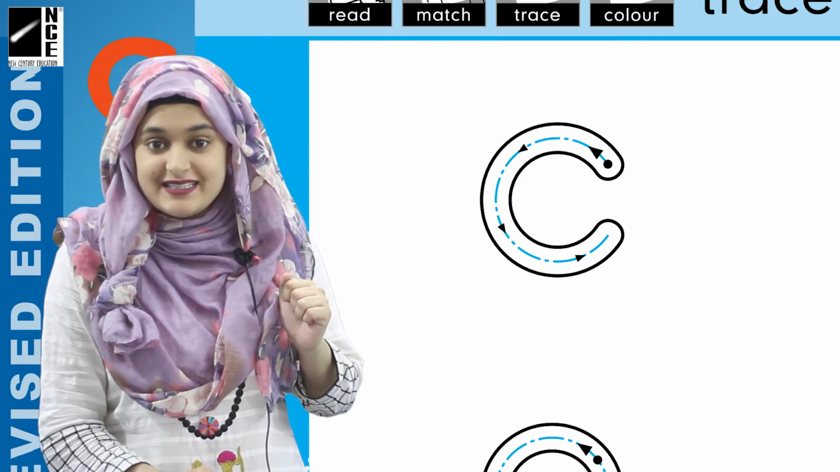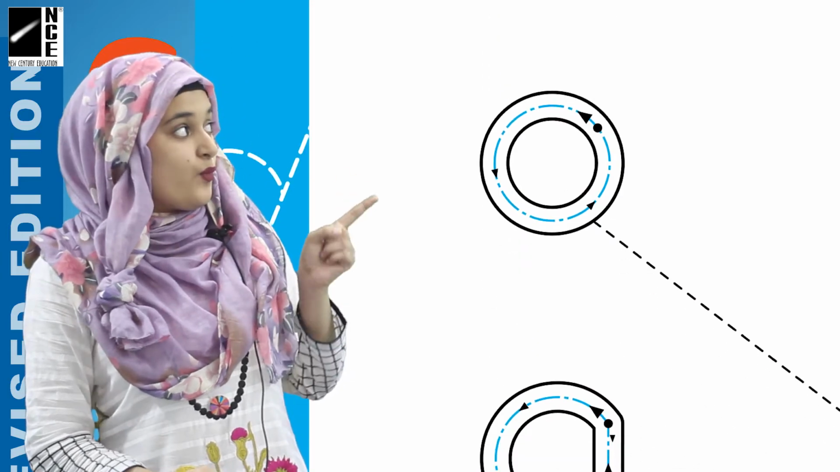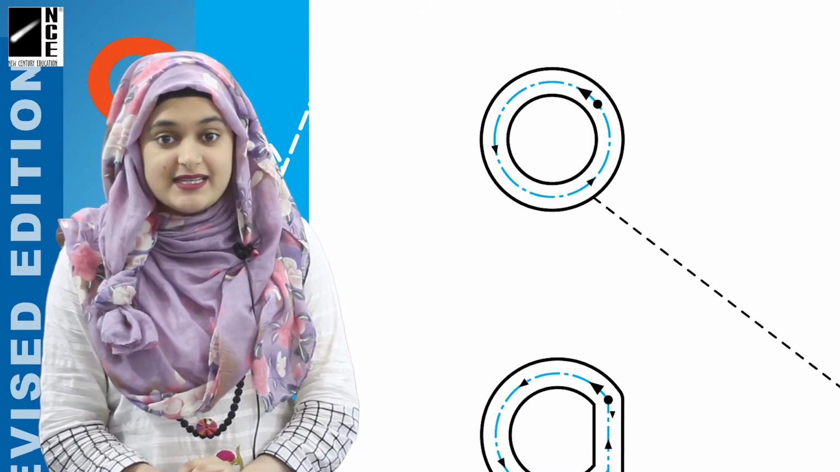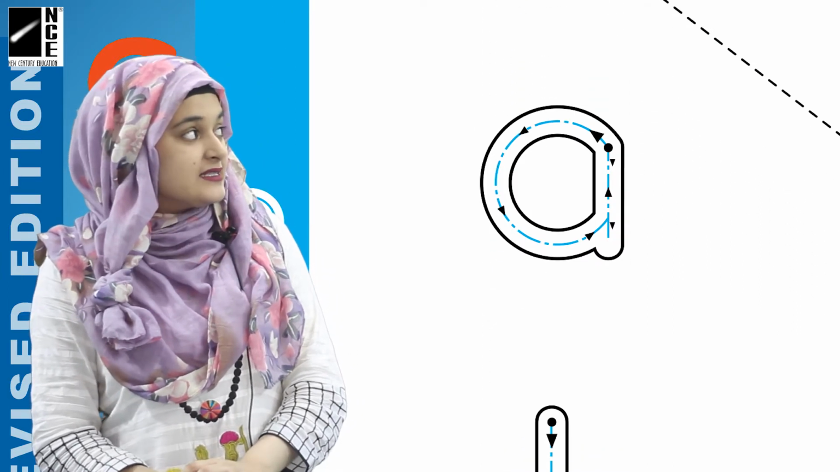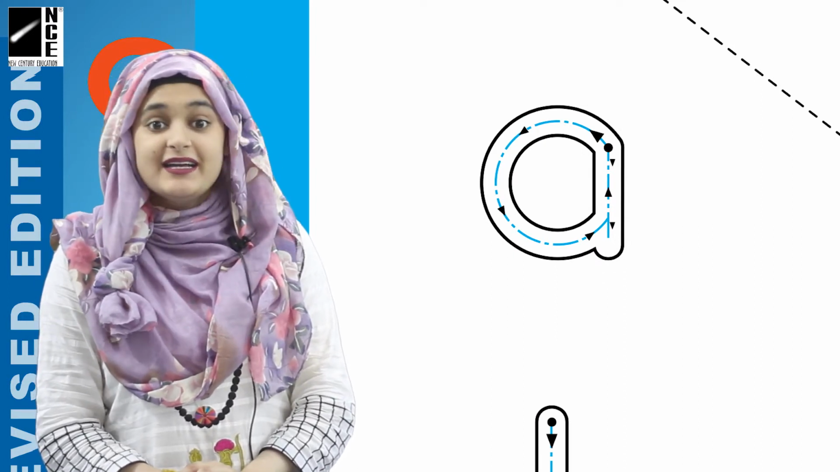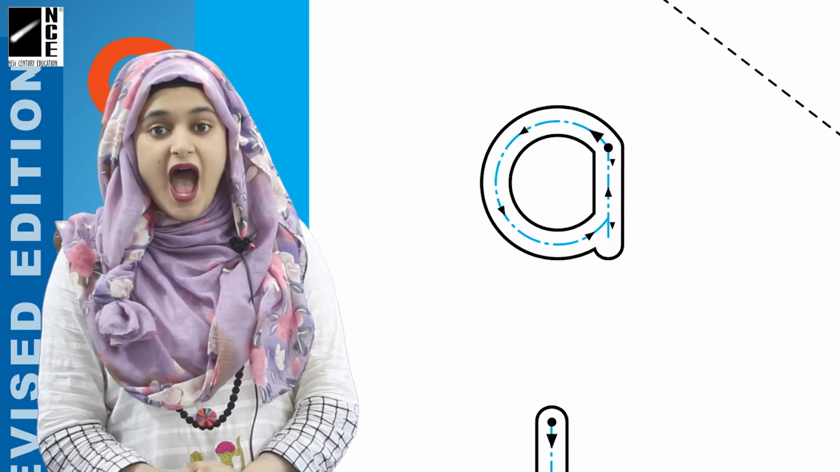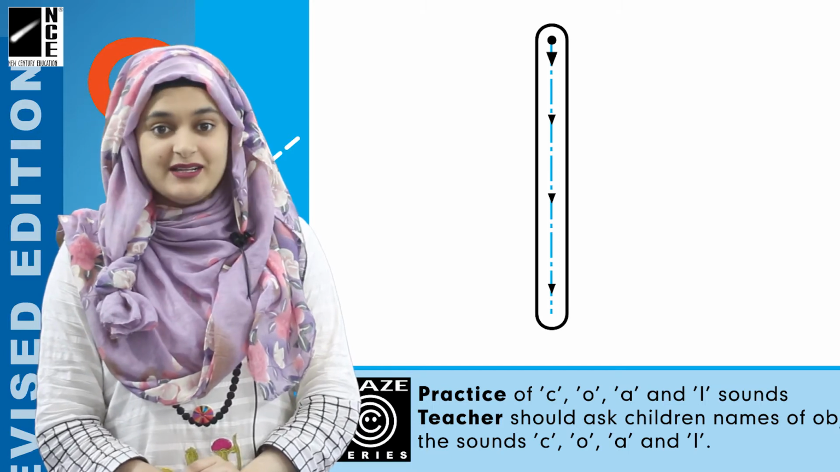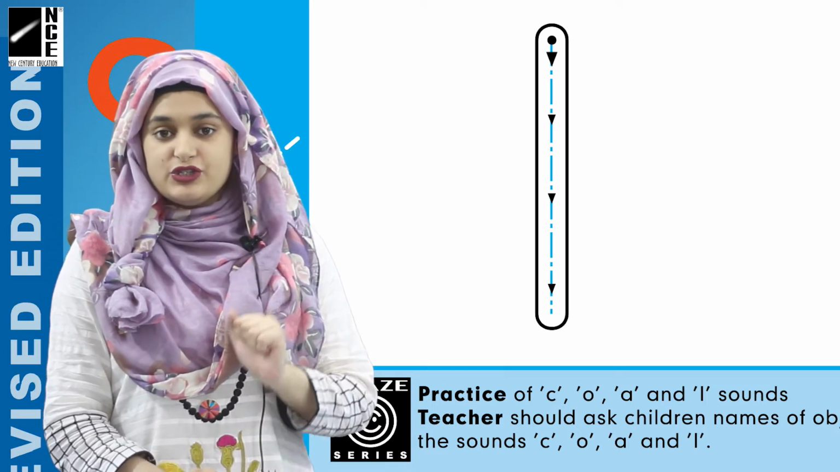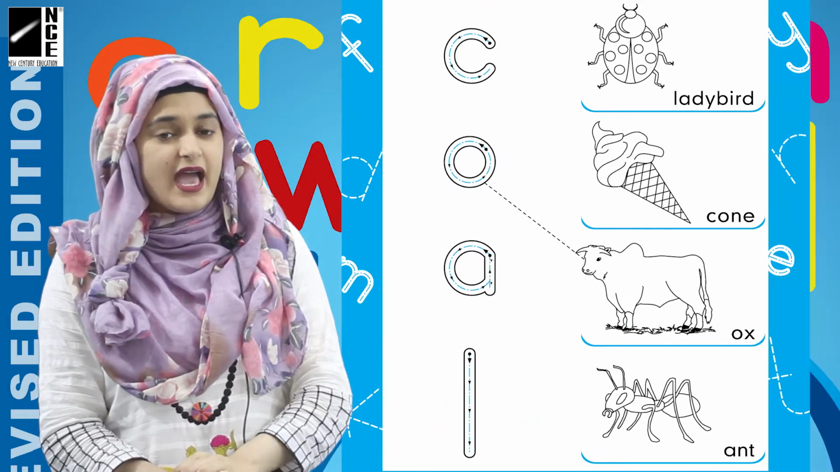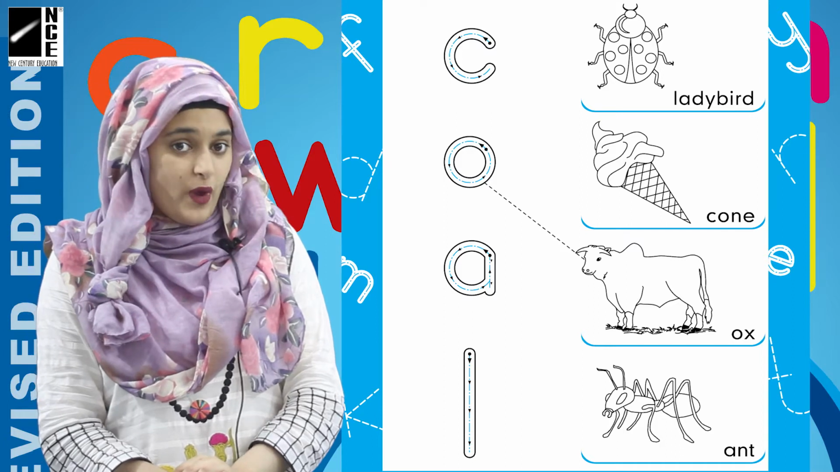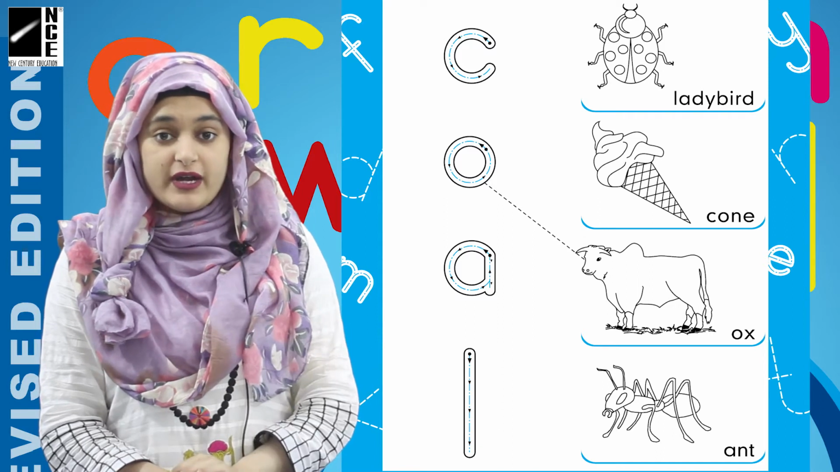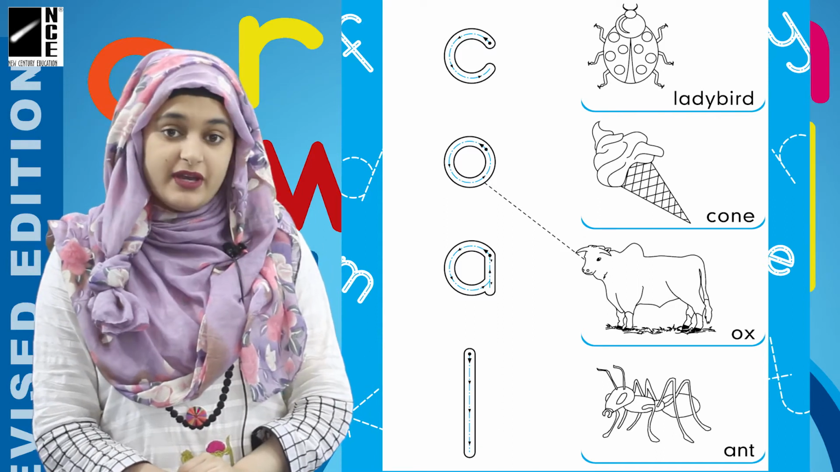K. This is K. And what is this? Yes, this is O. This is O. And which one is this? This is A. And what is this? This is I. Now children, can you see something else on this worksheet? Well, we are going to match now, and for your ease, there is an example here.